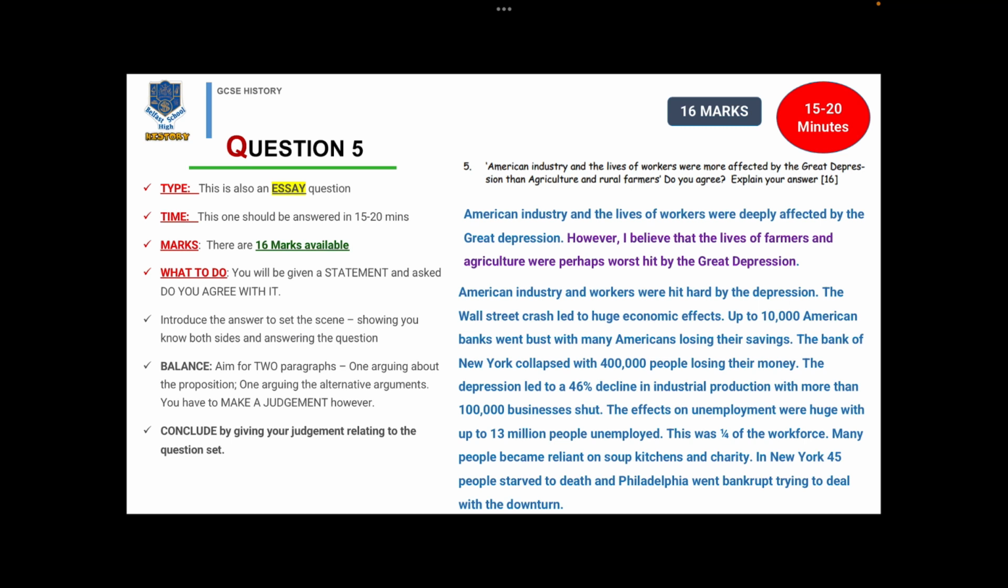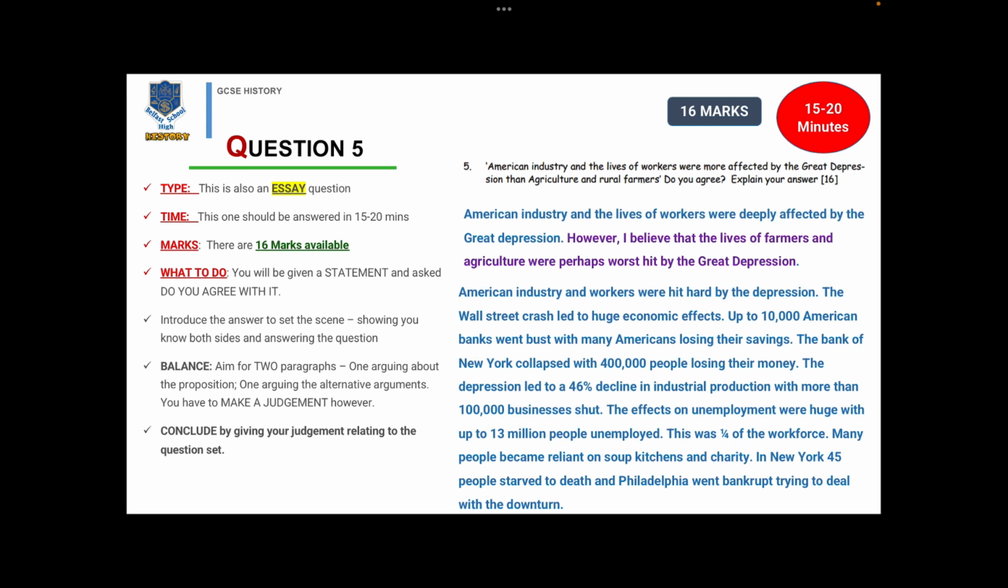American industry and workers were hit hard by the Depression. The Wall Street crash led to huge economic effects. Up to 10,000 American banks went bust, with many Americans losing their savings. The Bank of New York collapsed with 400,000 people losing their money. The Depression led to a 46% decline in industrial production, with more than 100,000 businesses shut. The effects on employment were huge, up to 13 million people unemployed. This was 1/4 of the workforce.